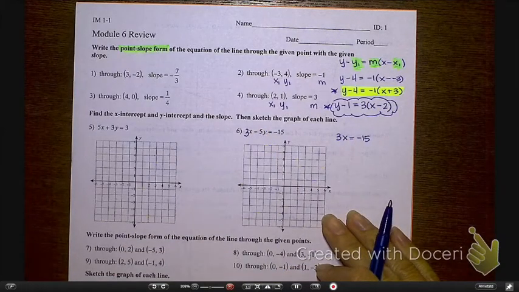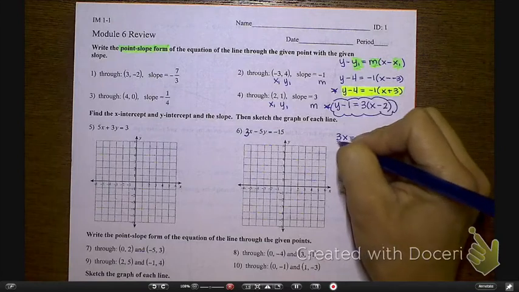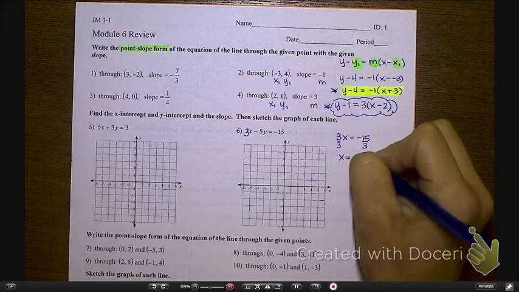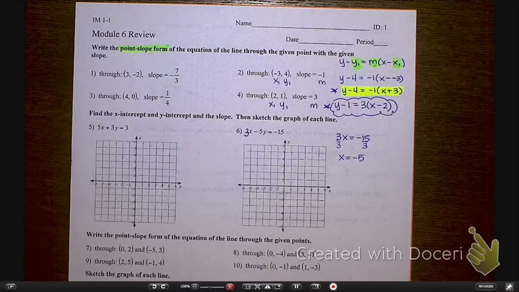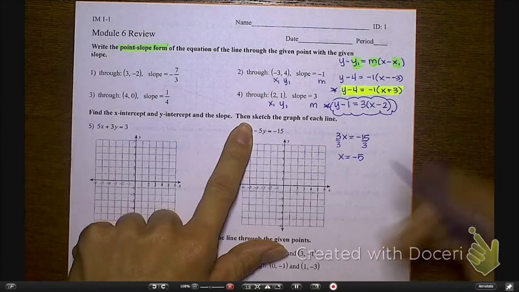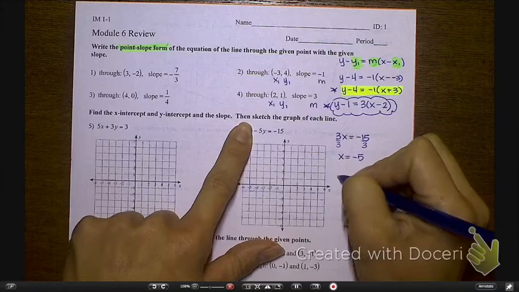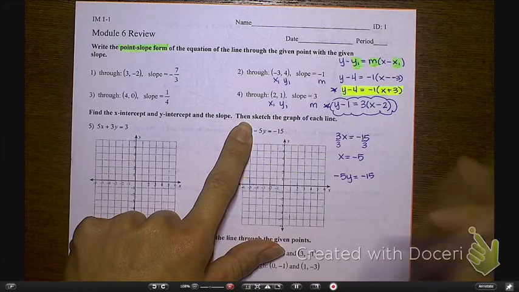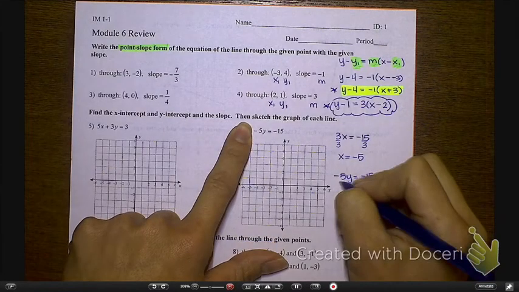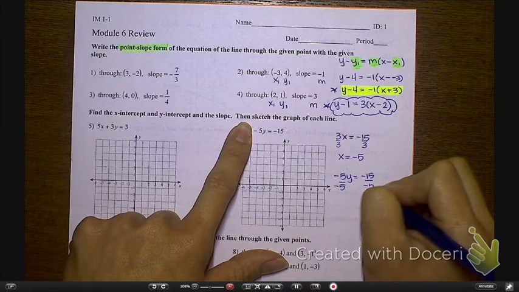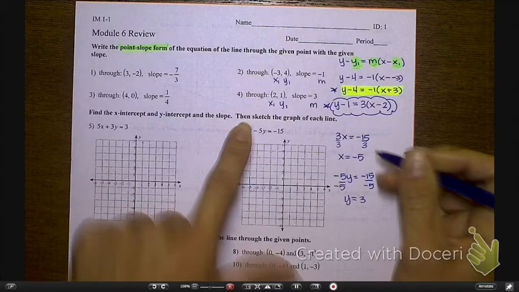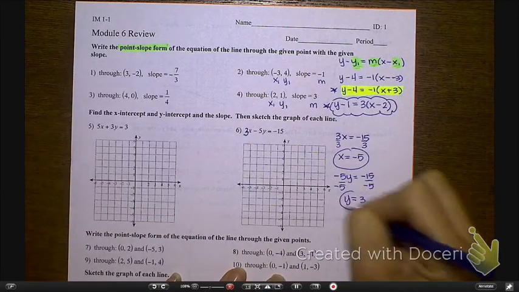So we're going to get 3x equals -15. Now, what do I need to do to solve this? Yeah, divide both sides by 3. Very good. So we get x equals -5. That is your x-intercept. Okay, for the y-intercept, we're going to let x be 0. So we're going to cover that up. Okay, so we get -5y equals -15. Now what am I going to do to solve that one? Divide both sides by -5. Good. So we get y equals +3.